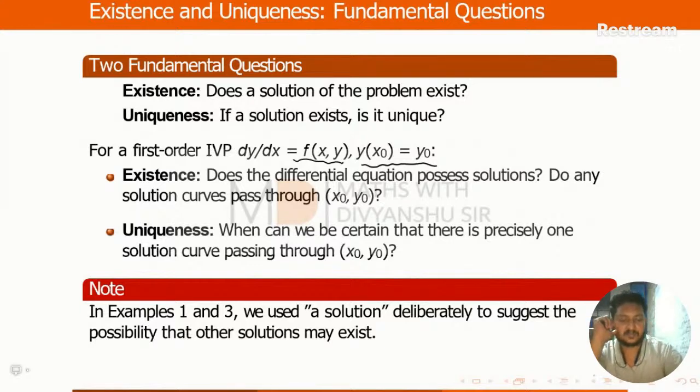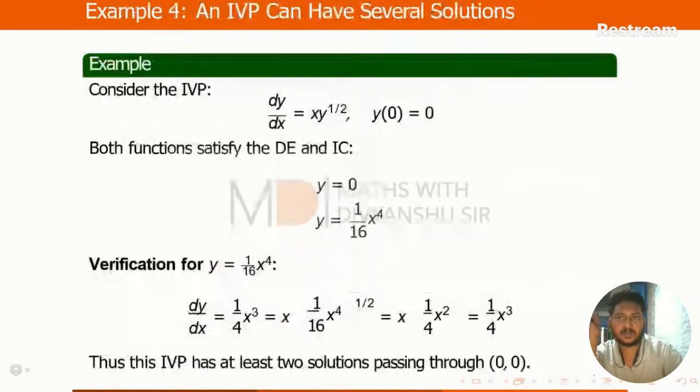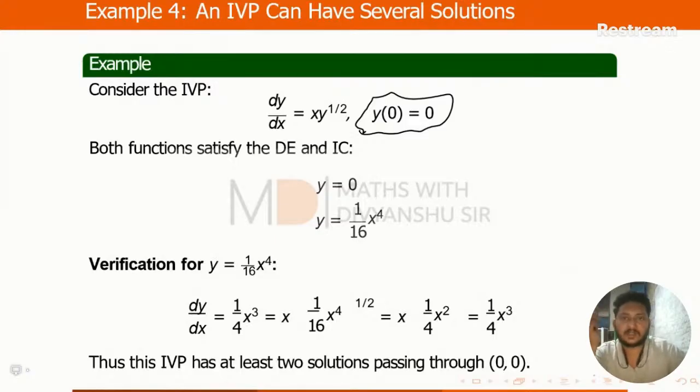Now come to the next part, where we consider one initial value problem, that is dy by dx equal to x to the power 1 by 2. Take here the initial condition y of 0 equal to 0. In this part, first you satisfy the differential equation. Then when you take y equal to 0, it comes out as y equal to 1 by 16 x to the power 4.